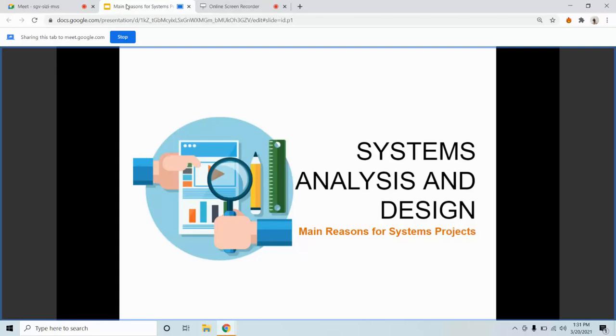So in this topic, as you can see on your screen, it says main reasons for systems project. There are reasons why organizations develop or deploy information systems. Because when an information system is started, it is considered a project. For example, our BSIT students now are beginning their capstone project 1 and 2. That is like saying thesis 1 and 2. It's their equivalent thesis for developing, quote-unquote, information systems or software.